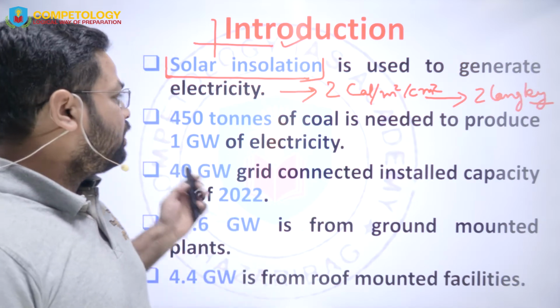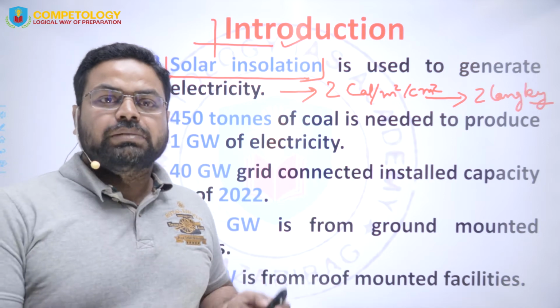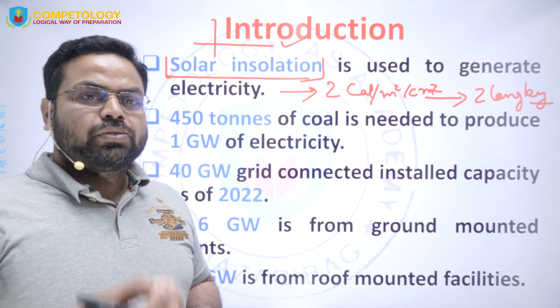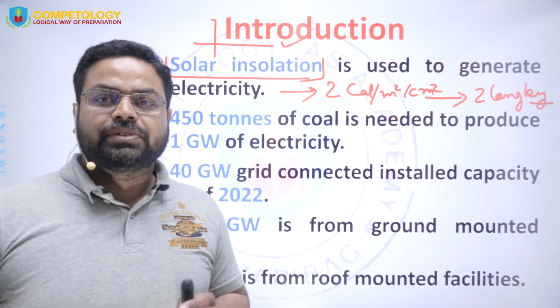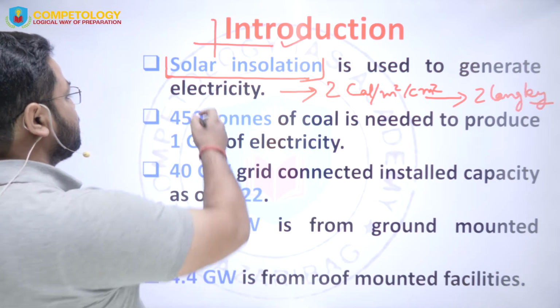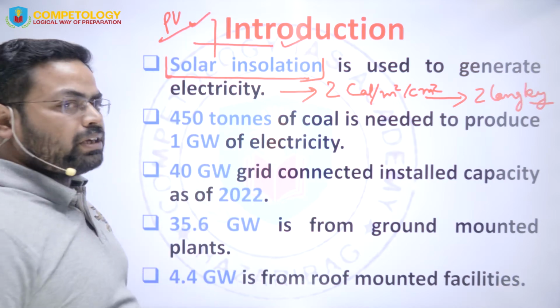Here this amount of energy is being converted, not exactly, but there are various other losses and efficiency issues also. So a very minimal amount of the energy that is coming to the earth surface is converted to electricity, and that is converted through the use of photovoltaic cells, solar panels.